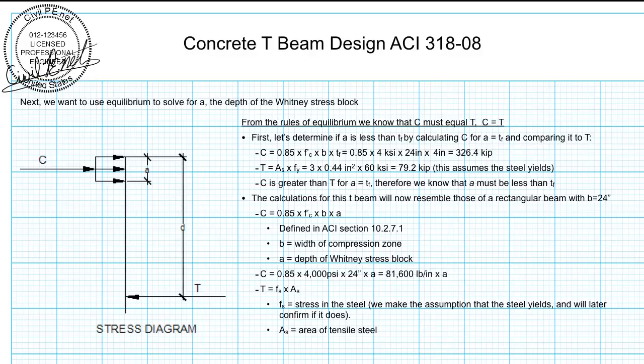We calculated this once before already, but I'm going to run through it one more time. T is equal to the stress in the steel times the area of the steel, and we're assuming that the steel yields before failure. So we're assuming that F sub S equals F sub Y. So if we calculate that out, we get our tensile force equals 79,200 pounds.